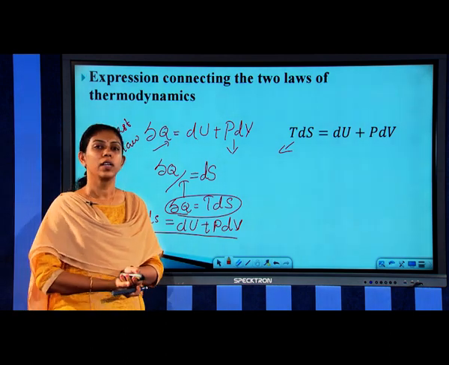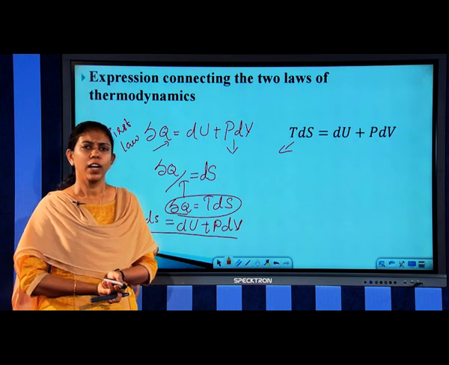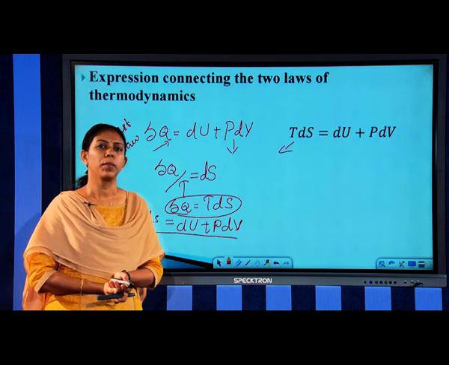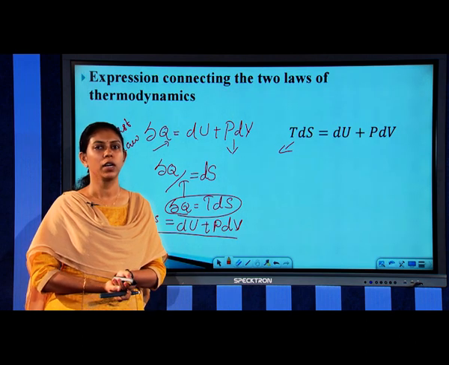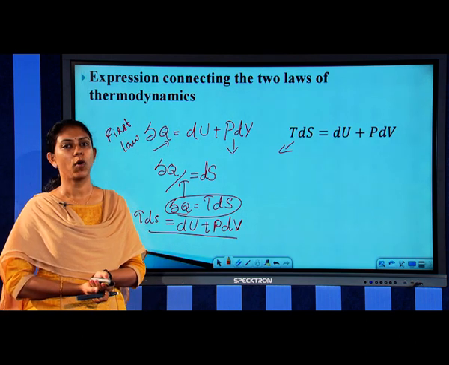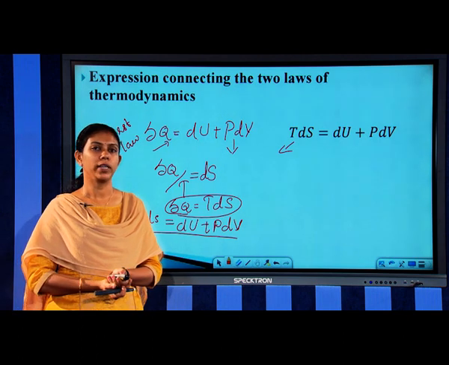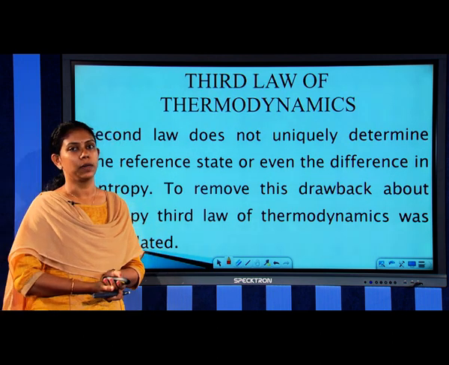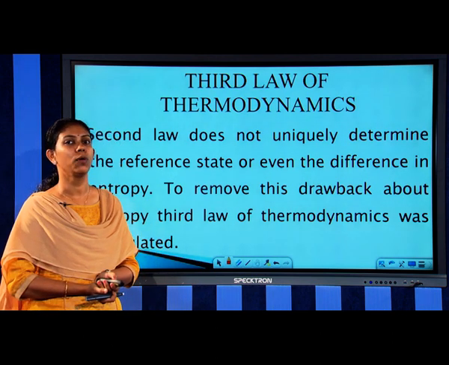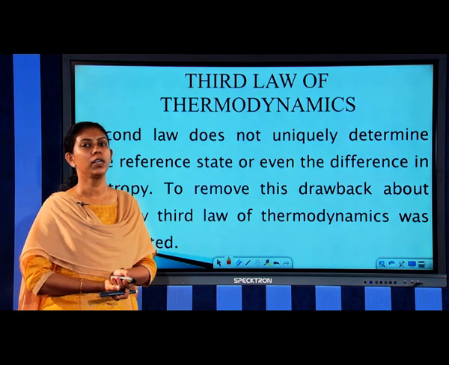Next we come to the third law of thermodynamics. The second law does not uniquely determine the reference state or even the difference in entropy. To remove this drawback about entropy, the third law of thermodynamics was formulated. According to this law, the entropy of a system at absolute 0 is a universal constant which may be taken to be 0.